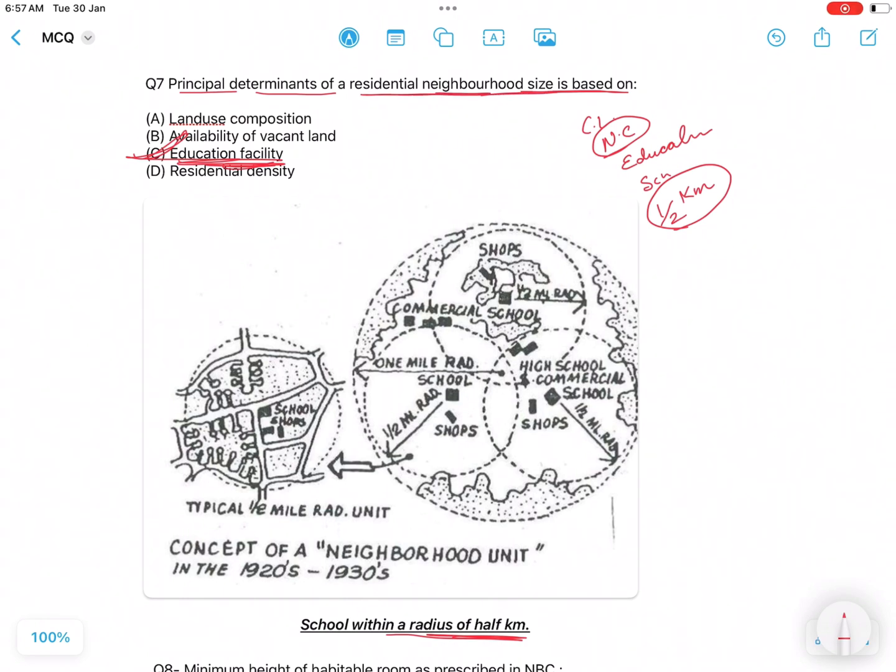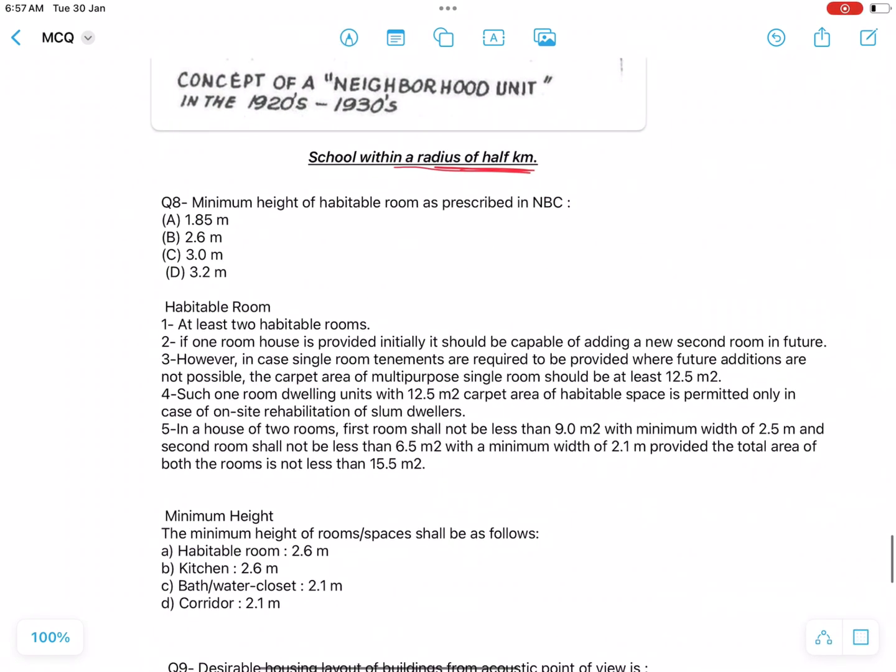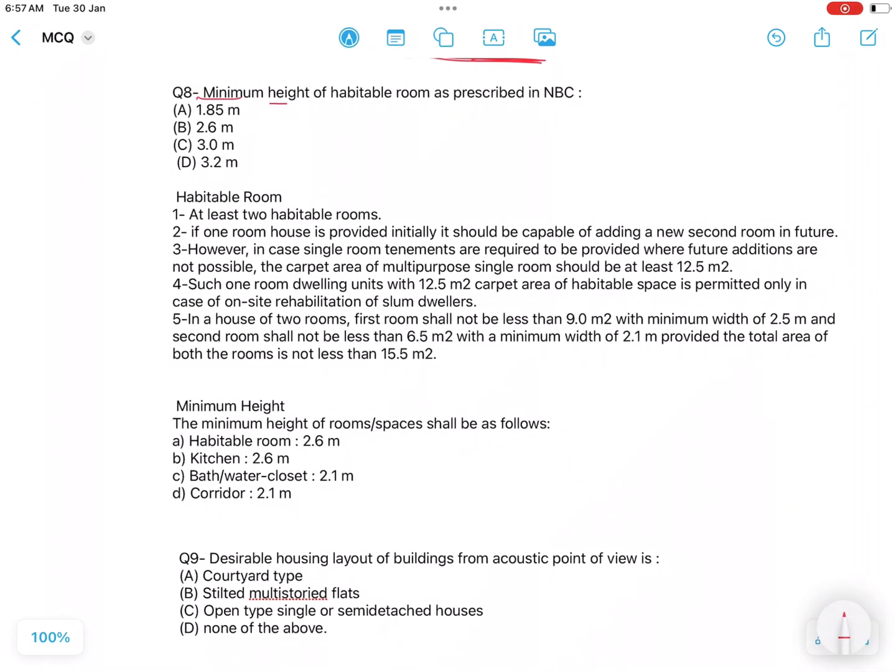Moving on to question number 8. Minimum height of habitable room as prescribed in NBC. So NBC has given certain heights and norms for the habitable room. As per NBC 2016, previously it was 2.75 meters height. Now in 2016 it is 2.6 meters height. So the answer is 2.6. But let us see what else we have to give in the habitable room. It should have at least 2 habitable rooms. If a one room house is provided initially at the first stage, it should be capable of adding a second room in the future. It has to be kept in mind that the next room will be added.